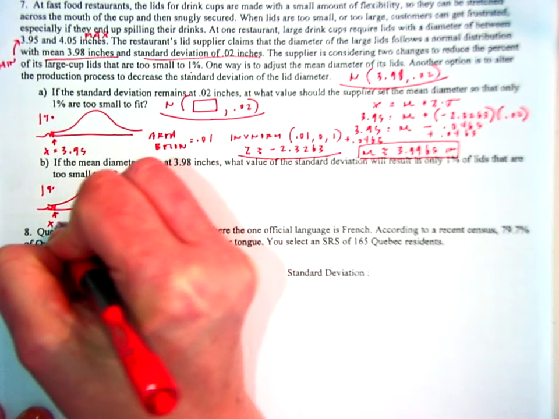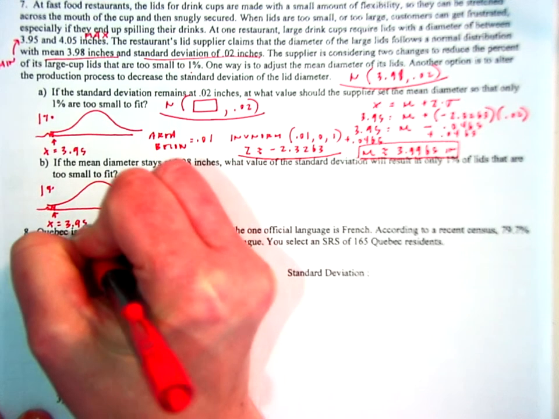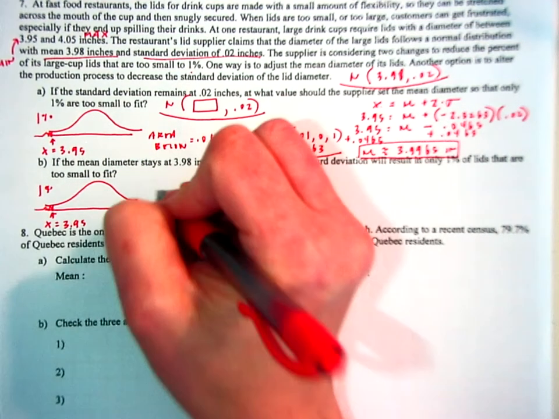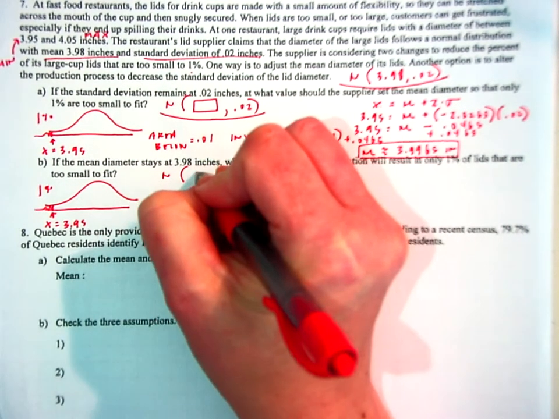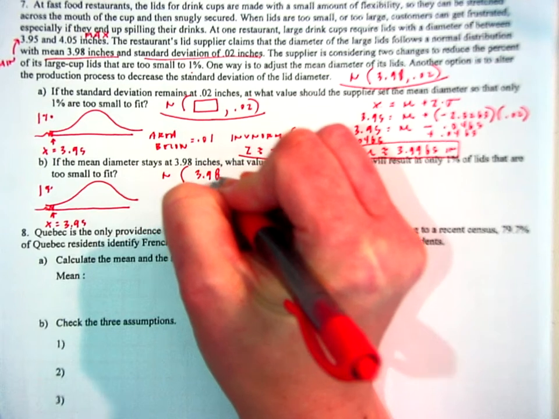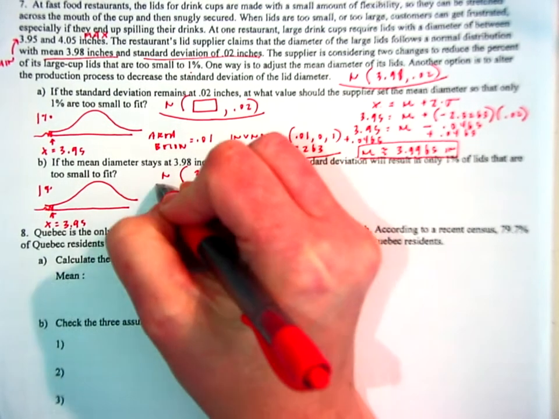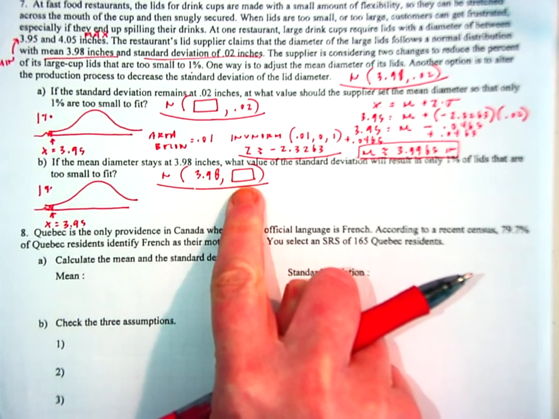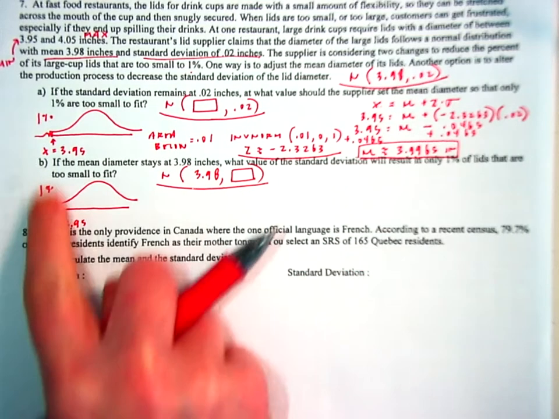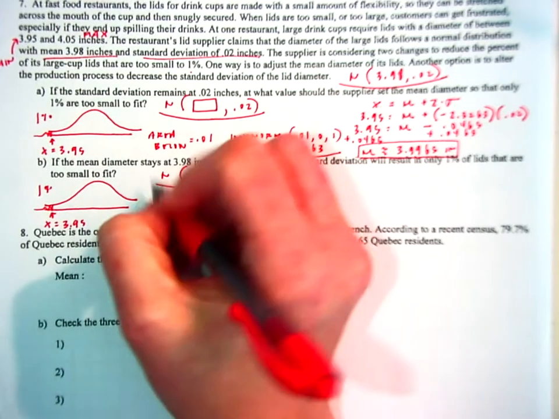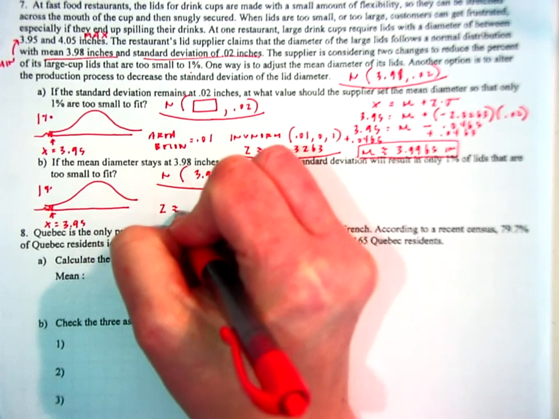Here the x value is 3.95, that's my observation. My situation is normal. I do know my mean. It's staying put at 3.95, but I'm solving for my unknown standard deviation. Since my areas here and here match, that z-score that I would have had to solve for is the same.